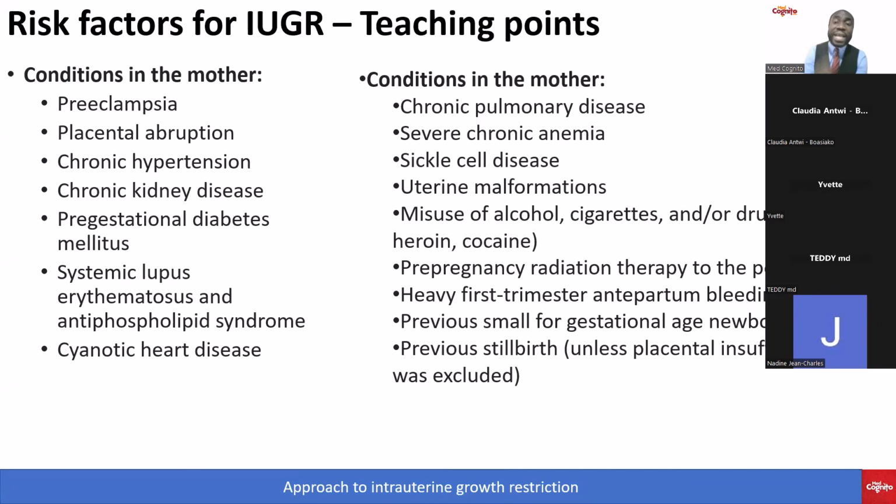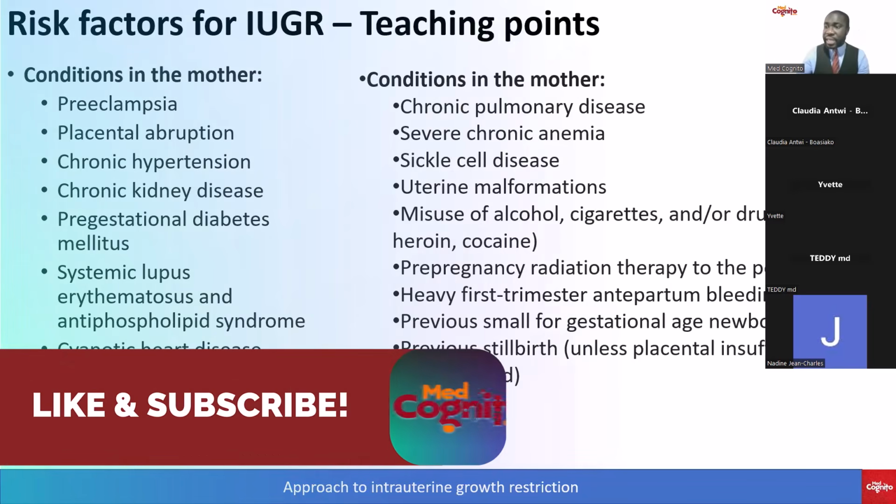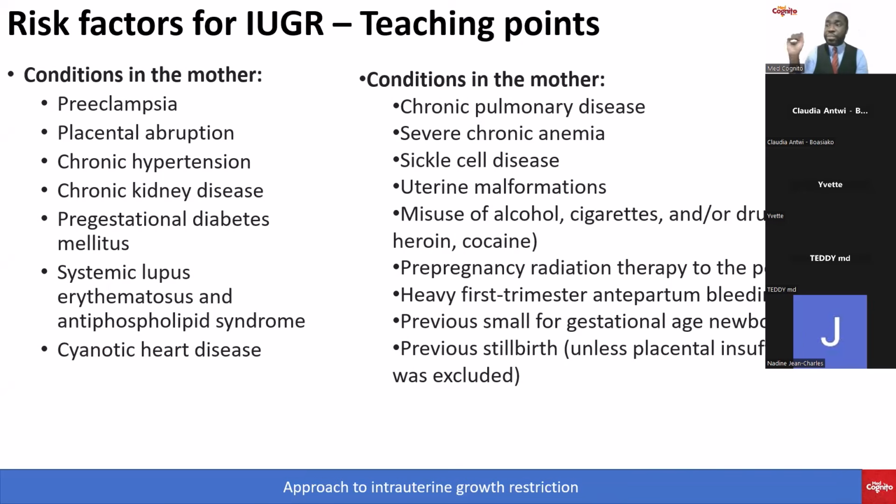Heavy first trimester antepartum bleeding. That's not modifiable. Previous small for gestational age newborn and previous stillbirth. Previous stillbirth is not a modifiable risk factor. Previous small for gestational age is not a modifiable risk factor. Great, Dr. Enrique has been writing the modifiable risk factors in the Facebook group, and that's powerful.